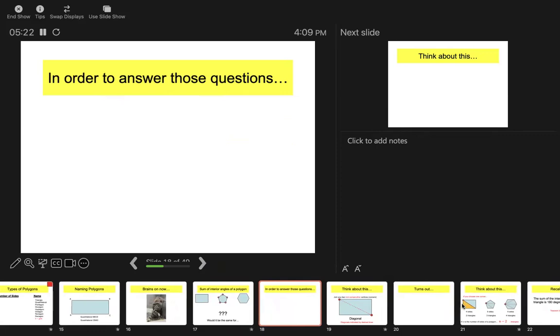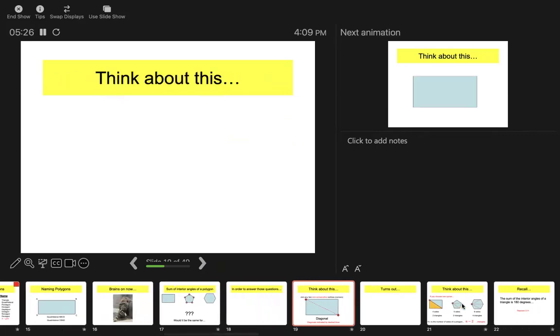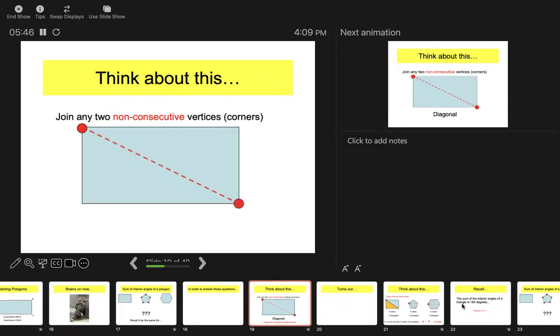All right. So in order to answer this question, what's the sum of the interior angles of a polygon? I need you to think about this. Think about what it would mean to join non-consecutive vertices, non-consecutive corners. If I were to join non-consecutive corners, that means pick a corner and then join it with any corner that's not next to it. Well, there's only one, that one. What we just made right there, by definition, is what we're going to call a diagonal.